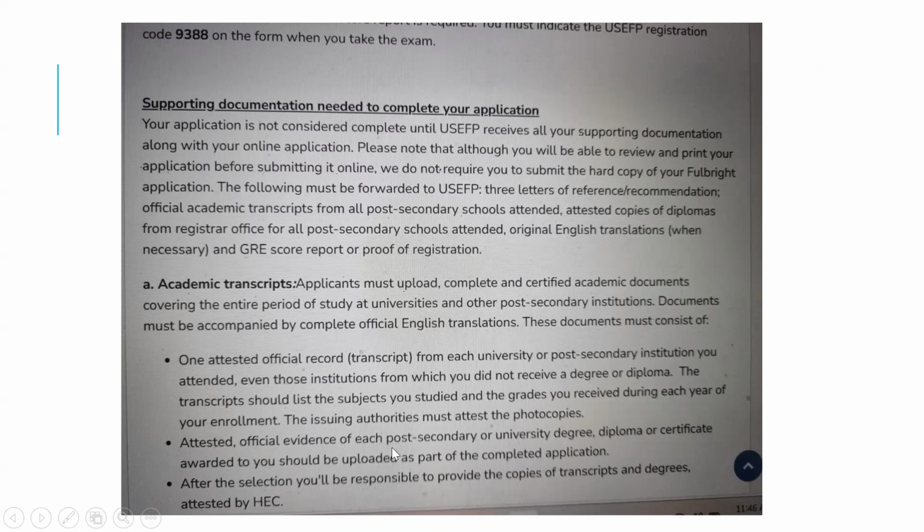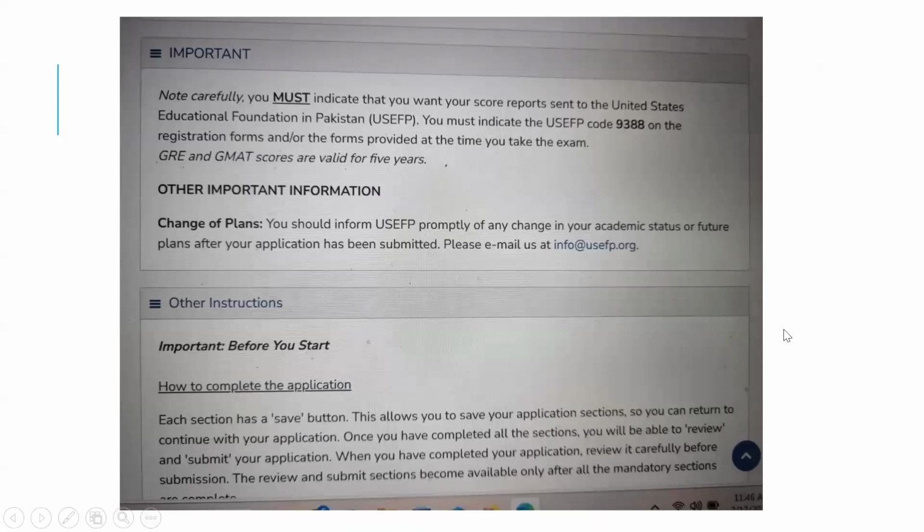Attested official evidence of each post-secondary or university degree, diploma, or certificates awarded to you should be uploaded as part of the completed application. After the selection, you'll be responsible to provide the copies of transcripts and degrees attested by HEC. So even if you have not gotten your transcripts attested by HEC at this moment, at a later date, if you get selected finally for Fulbright, you will have to get them attested by HEC.